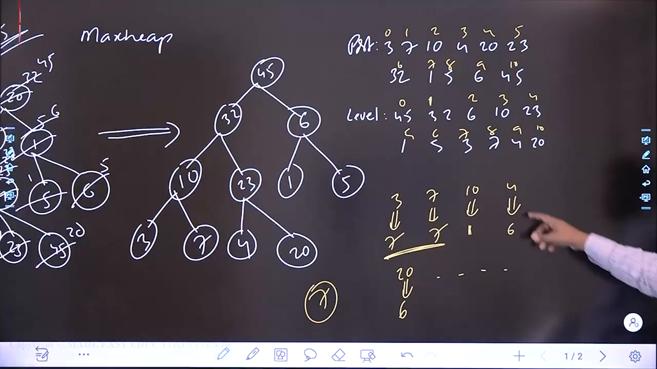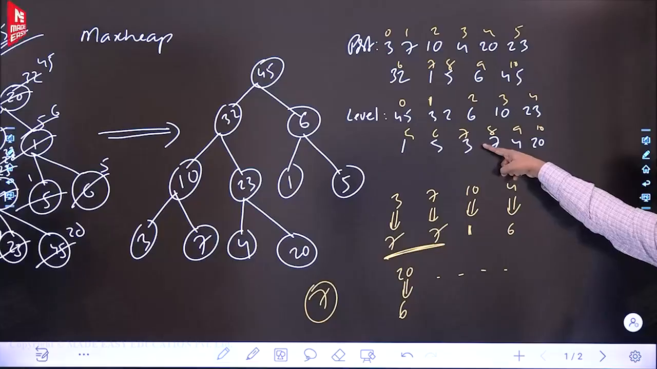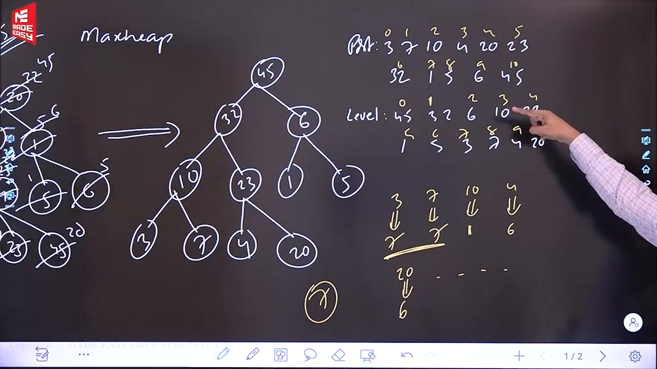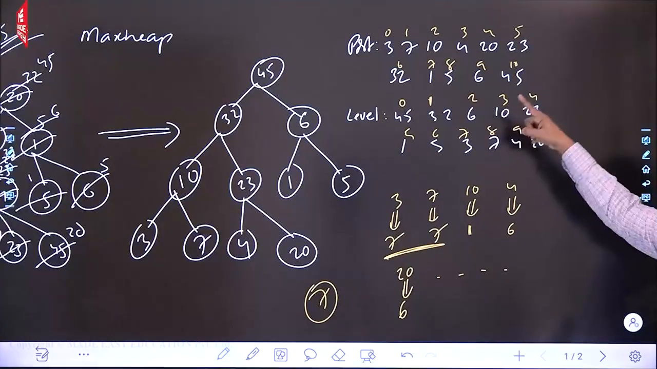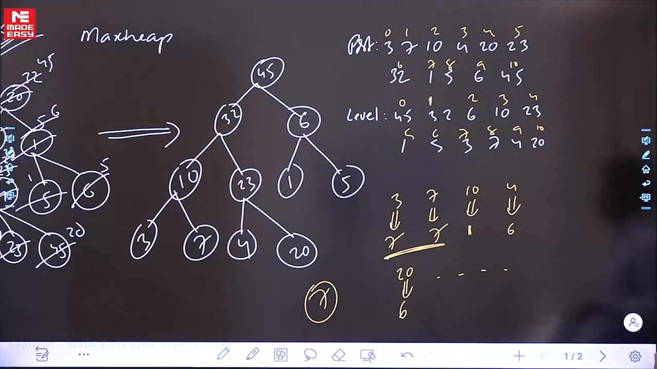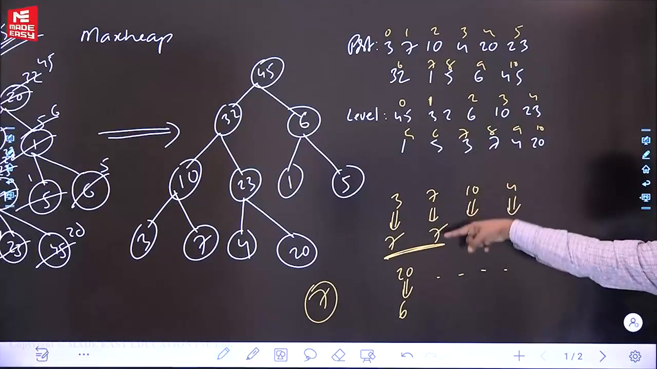In the post order, 3 is in the 0th place. In the level order, 3 is in the 7th place. Can you see the difference? What is the difference? 0 minus 7, 7. So the difference for 3 in both the orders is 7.